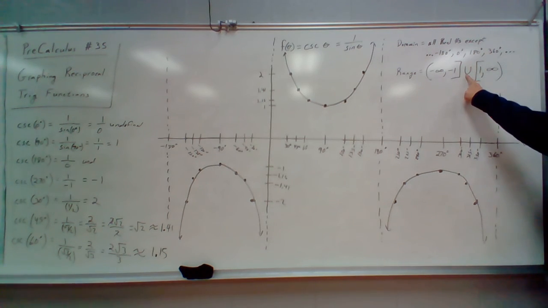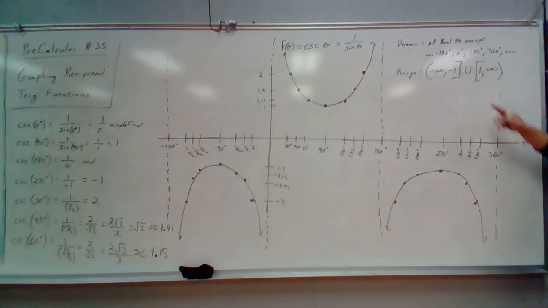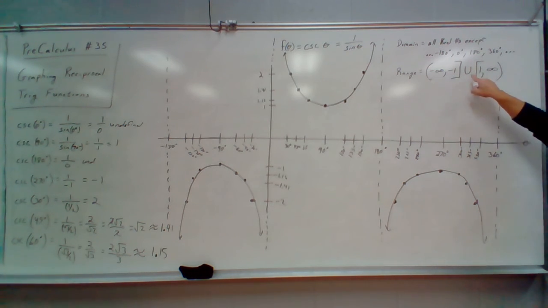So this symbol here means union. Union with, so it means any number in this set or in this set. So it's just a symbol that means or. Any number in this set or any number in that set is in the range.